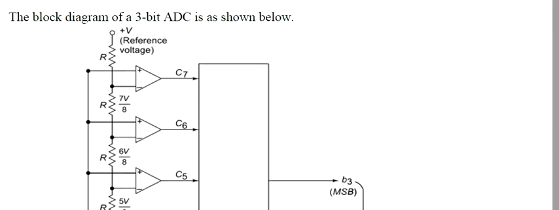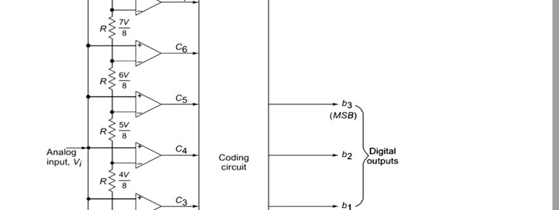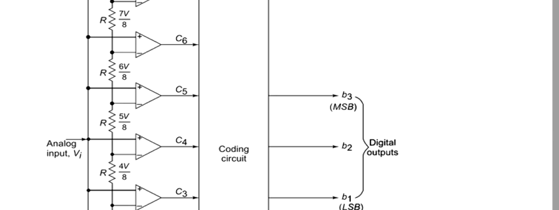And how many resistors? 2 raised to n, 2 raised to 3, that is 8 resistors. The positive terminals are connected together and we give the analog input voltage, and the negative terminals are connected to the dividing network of 8 resistors. So this potential is 7V by 8, here 6V by 8, 5V by 8, 4V by 8 and so on. This is given to a coding circuit, and the output of the coding circuit is the digital output. This is the circuit block diagram for a 3-bit flash ADC.